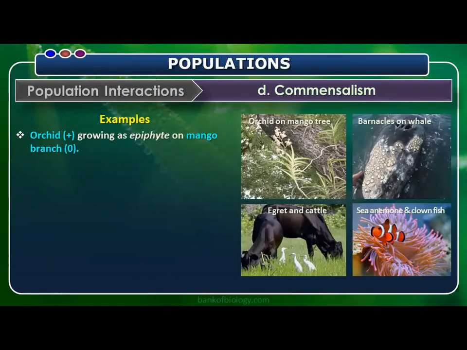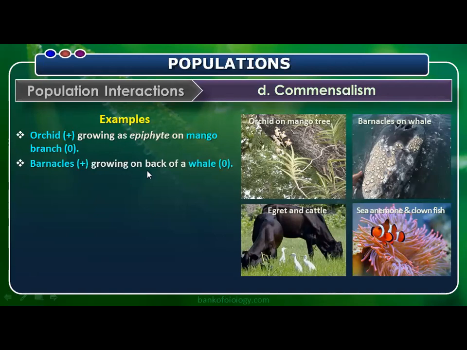So orchids growing as epiphytes on a mango branch. Examples are very important here. On screen, you can see the example visual also. So orchids growing as epiphytes on mango branches is one of the best examples here for commensalism.